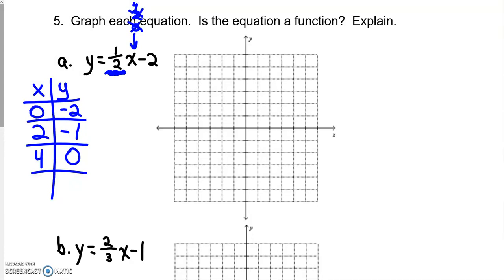When I plot those points, 0, negative 2 is here. 2, walk 2, 1, 2, climb negative 1, that's here. Walk 4, 1, 2, 3, 4, climb 0, that's here. Again, find the pattern. The pattern says go up 1 and to the right 2, up 1 and to the right 2, up 1 and to the right 2. Or reverse the pattern. Down 1 and left 2, down 1 and left 2, down 1 and left 2. I can get a few more dots on here and connect them with a straight edge.